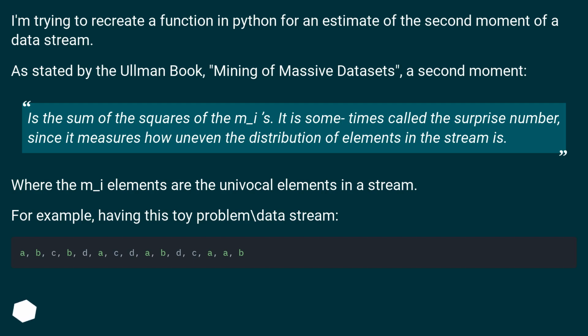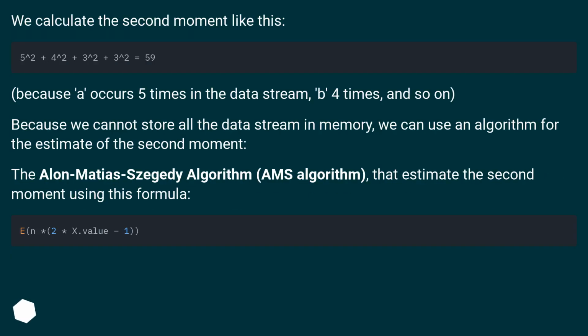the m_i's. It is sometimes called the surprise number, since it measures how uneven the distribution of elements in the stream is. Where the m_i are the counts of the unique elements in a stream. For example, having this toy problem data stream, we calculate the second moment like this, because A occurs 5 times in the data stream, B 4 times, and so on.